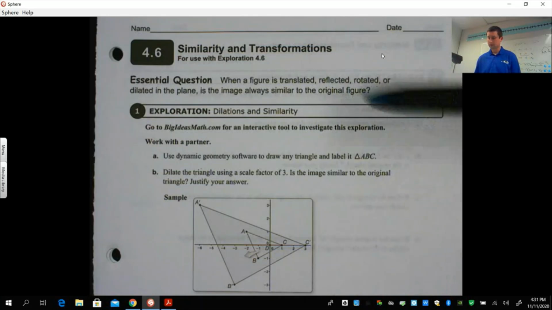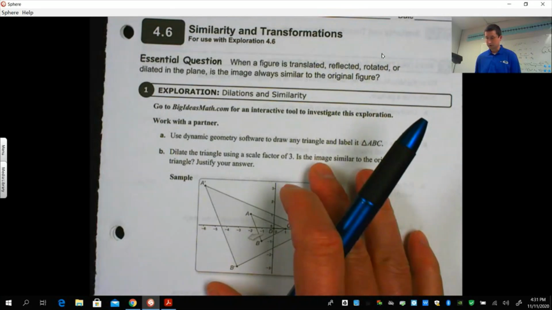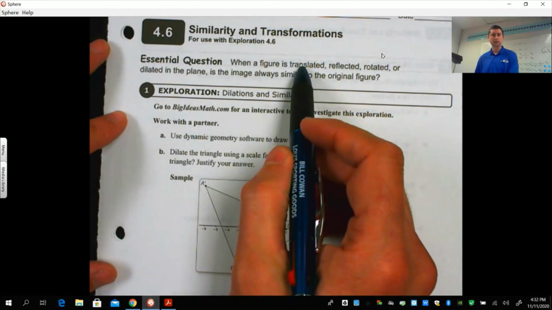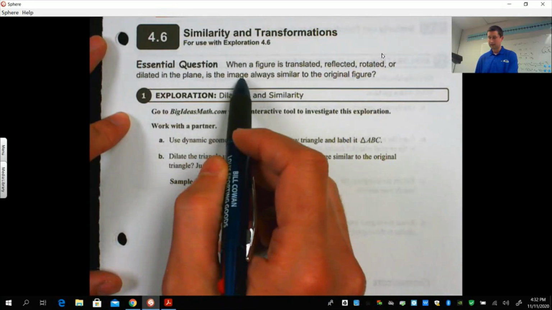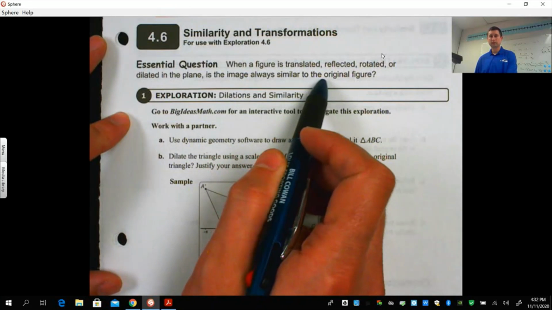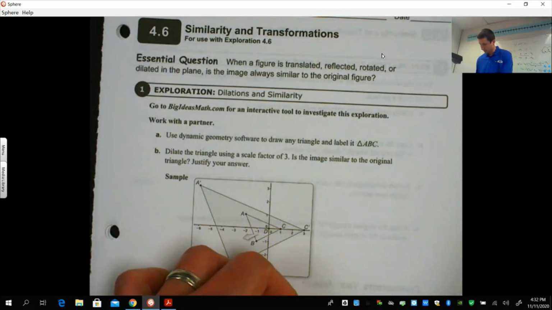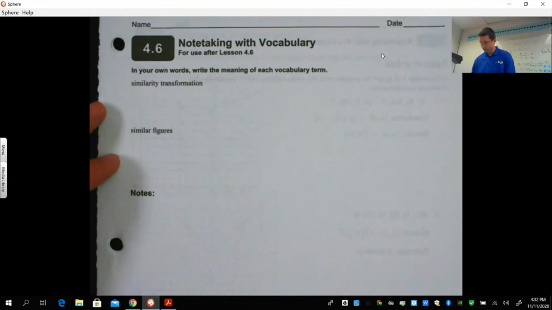So similarity and transformations. The essential question: when a figure is translated, reflected, rotated, or dilated, those are the four types of transformations we're having: translations, reflections, rotations, dilations. Is the image always similar to the original figure? So we're just going to jump over from page 117, that's where that was, straight to 119.